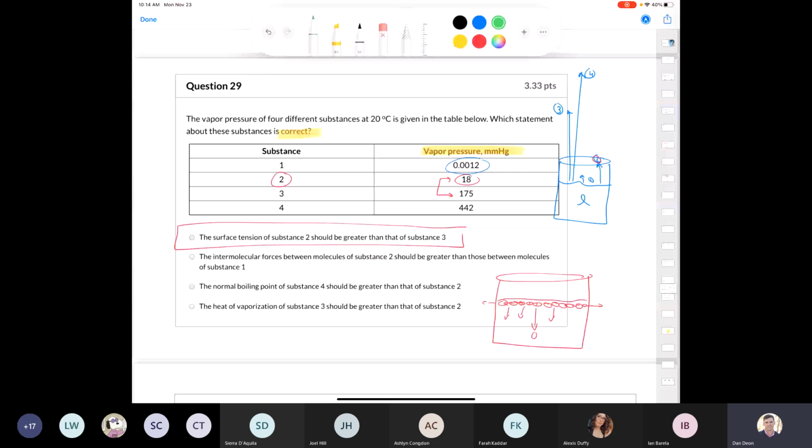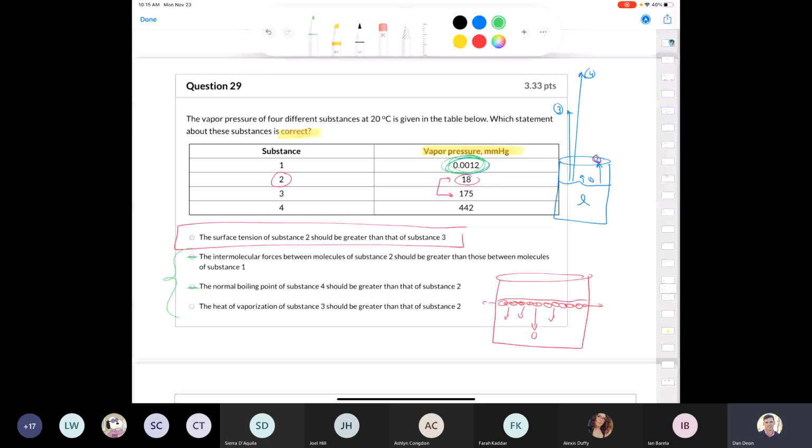Let's look at what's wrong with all the other answers. The next one says the intermolecular forces between the molecules of substance 2 should be greater than those of substance 1. That's not true. Substance 1 has the greatest intermolecular forces between the molecules. Right? The intermolecular forces are so strong in substance 1 that it has almost no vapor pressure at all. All the molecules are being held back in the liquid phase.